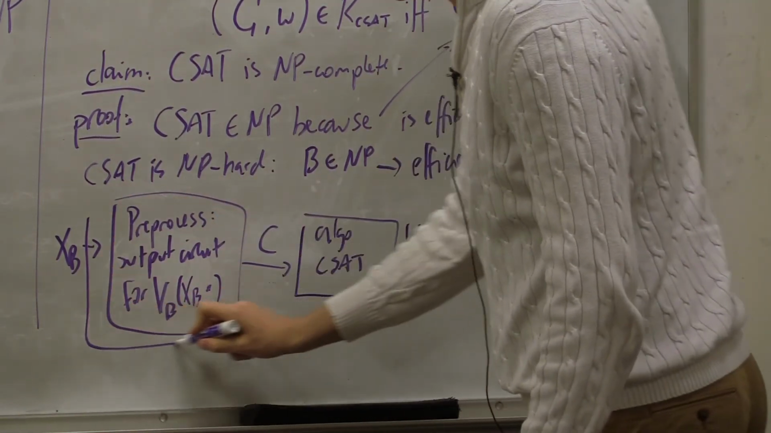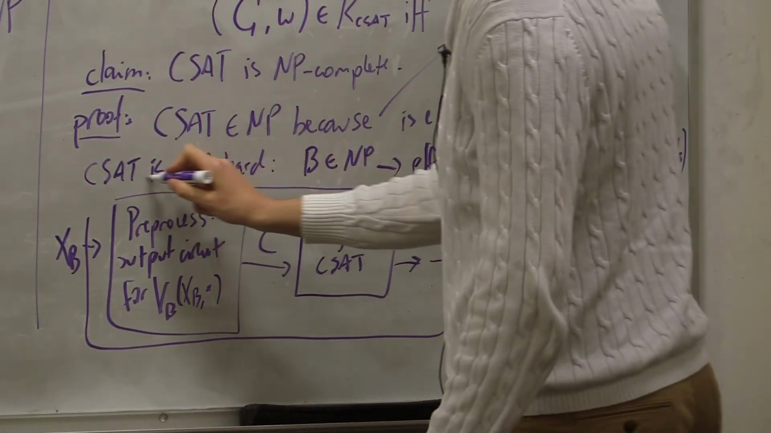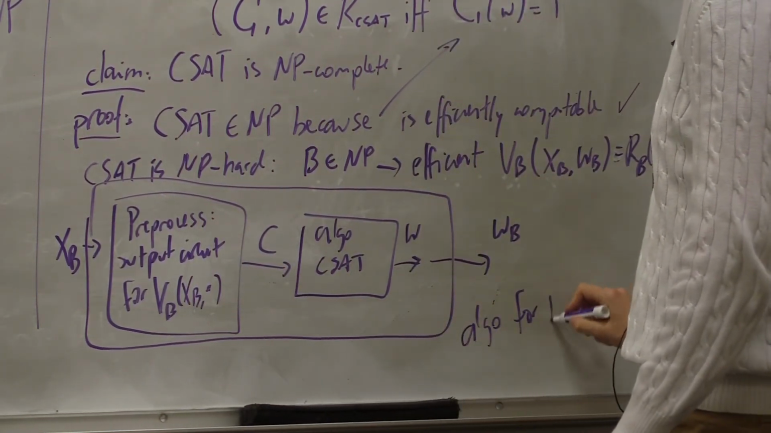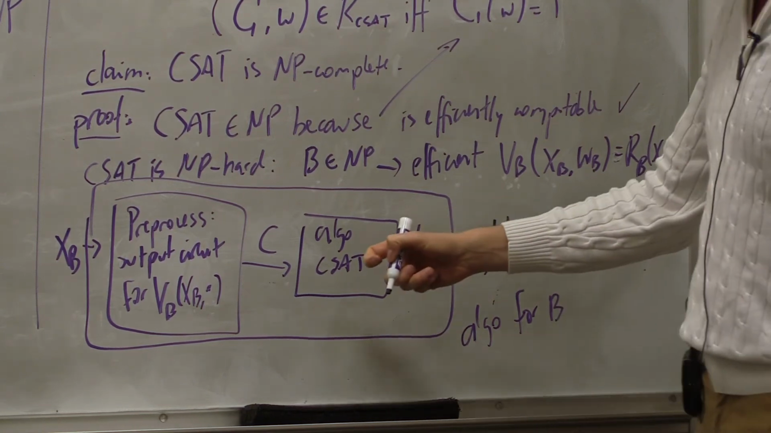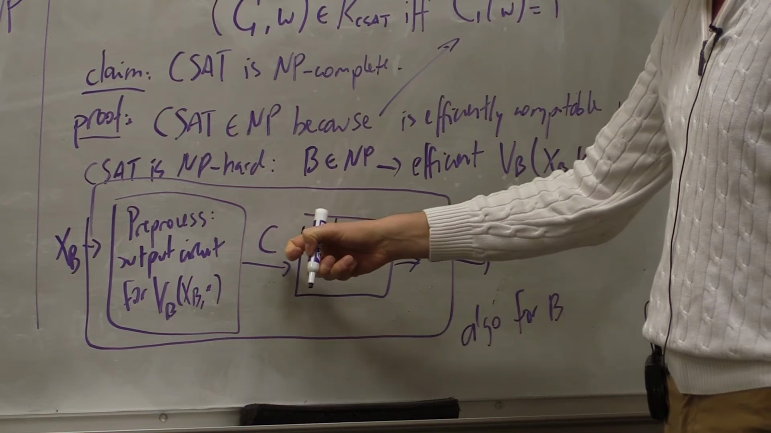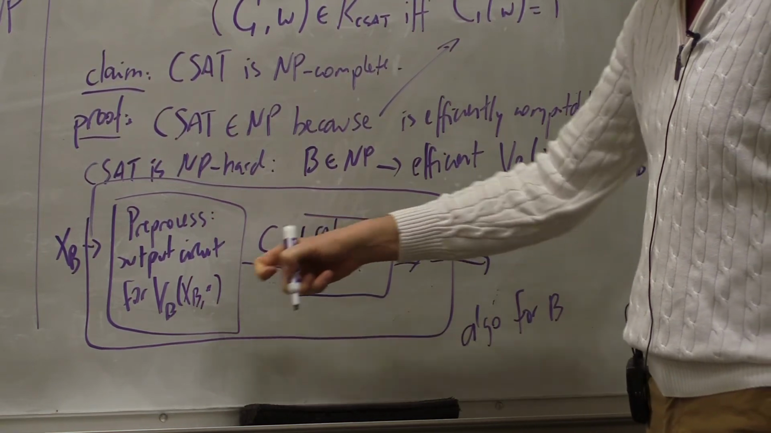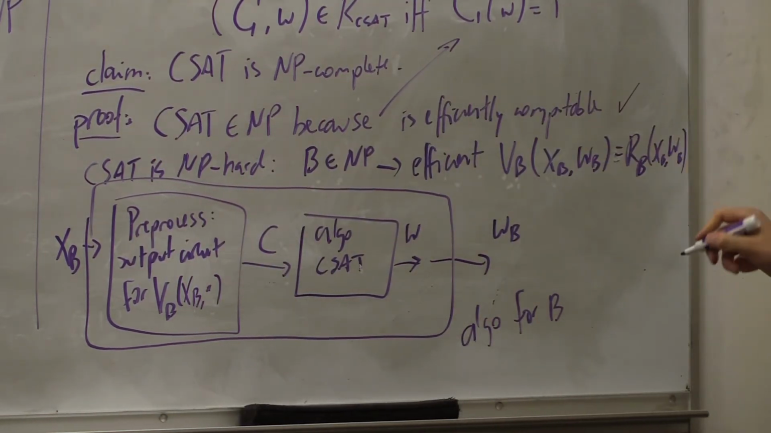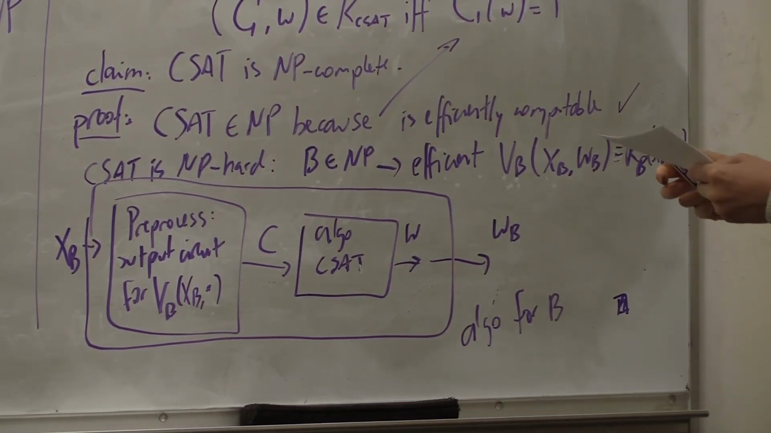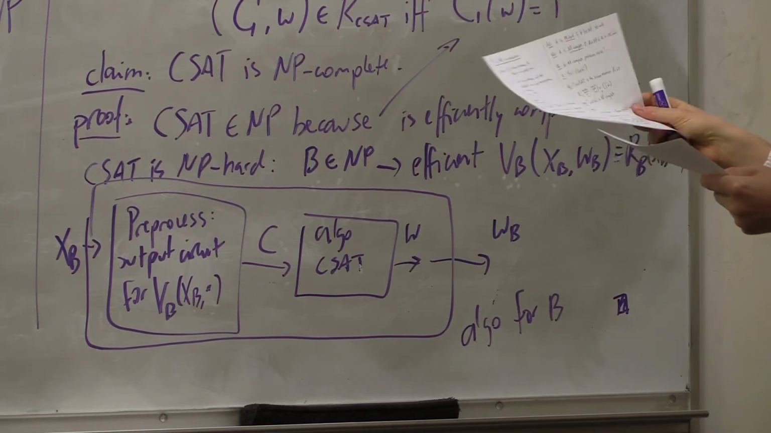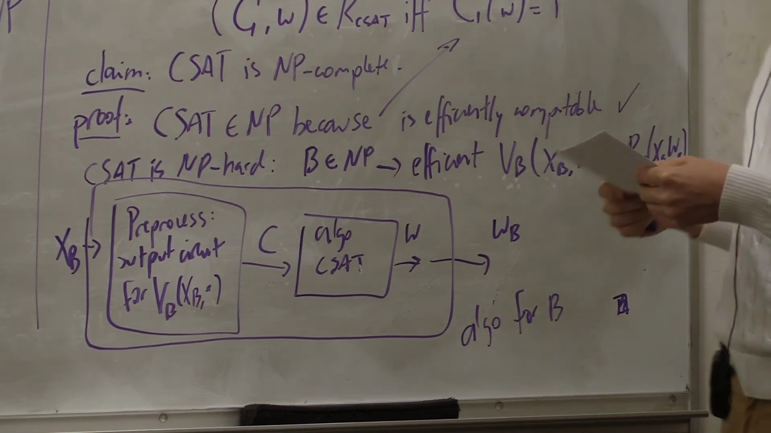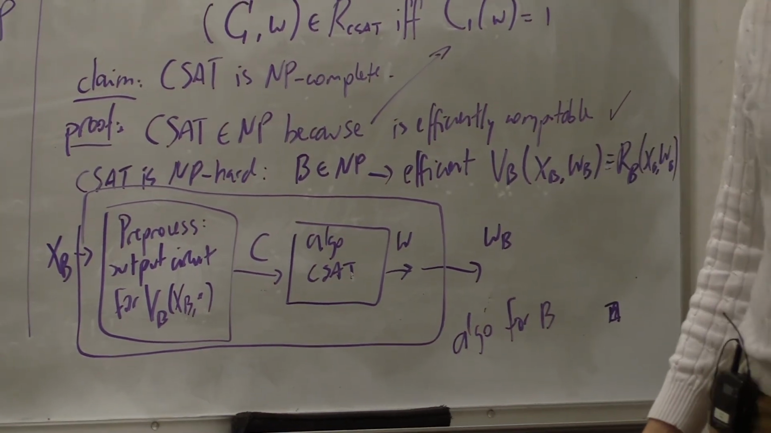So if I look at this entire chain, this is an algorithm for the problem B, because we have programmed our CSAT algorithm to provide it an instance C whose witness is a witness for the original problem. Okay? So this shows that CSAT is NP complete. All right. So we have found one NP complete problem.